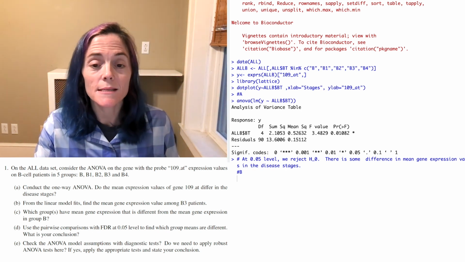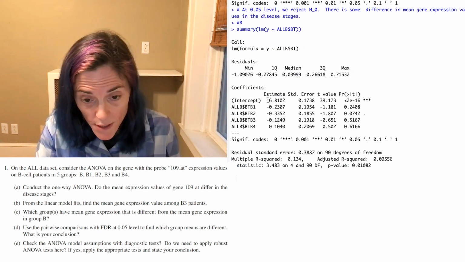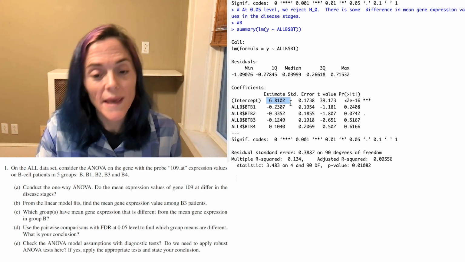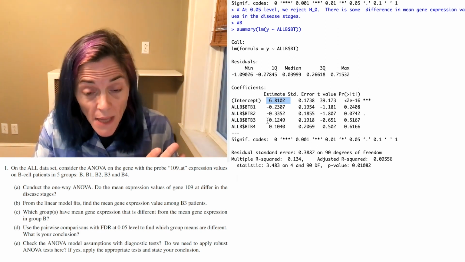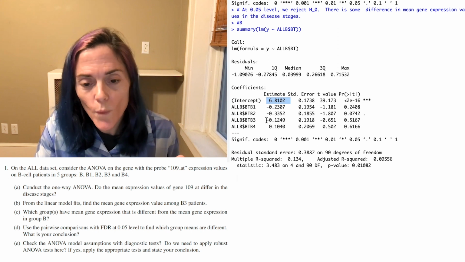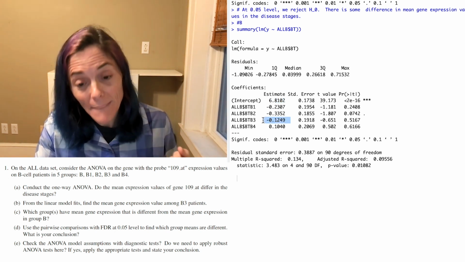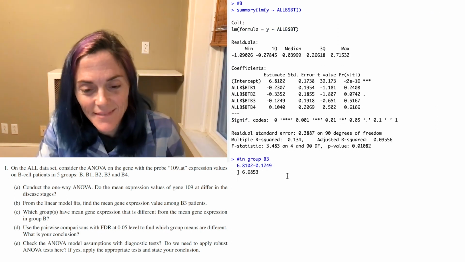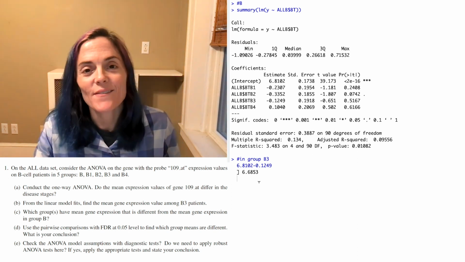We can use this summary. So the intercept is here. It's 6.8102. We can tell by looking at it, the intercept corresponds to patients in group B. Now we are interested in mean gene expression value in B3. So we're going to take the intercept and add this minus 0.1249. And we see the answer is 6.6853.